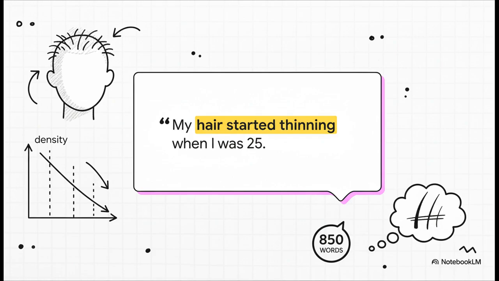And here's another example, a much more personal one. But the principle? It's exactly the same. The density of something is going down over time. And it's this incredible flexibility, the fact that the same word can describe a crowd of people and your hair, that makes it one of these essential 850 words.